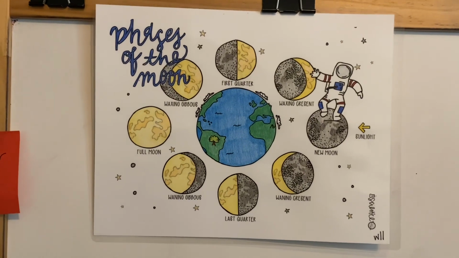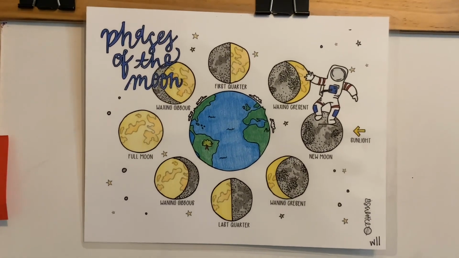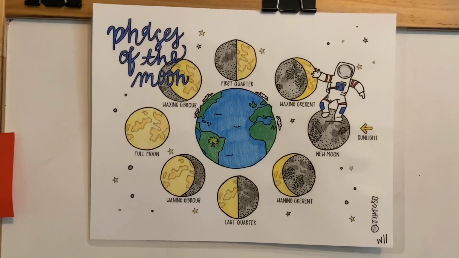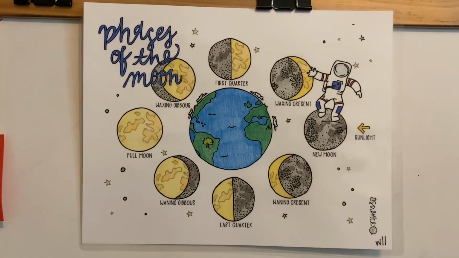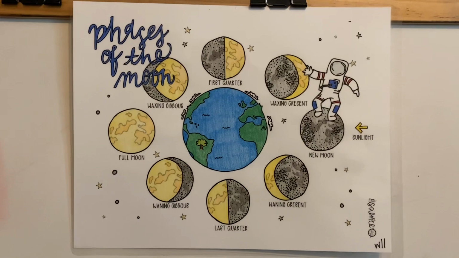These are the phases of the moon. New, crescent, quarter, gibbous, full.